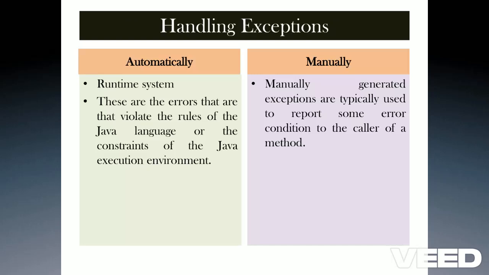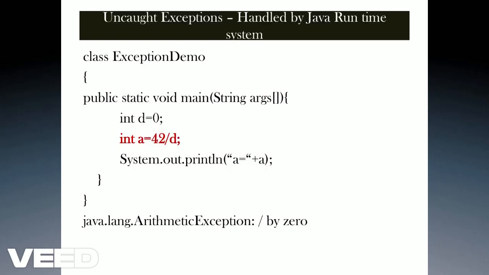Handling an exception automatically by the runtime system, or manually generated exceptions, are typically used to report some error condition to the caller of a method. These are the errors that violate the rules of the Java language or constraints of the Java environment. Here there are some examples of how to handle the runtime uncaught exceptions.